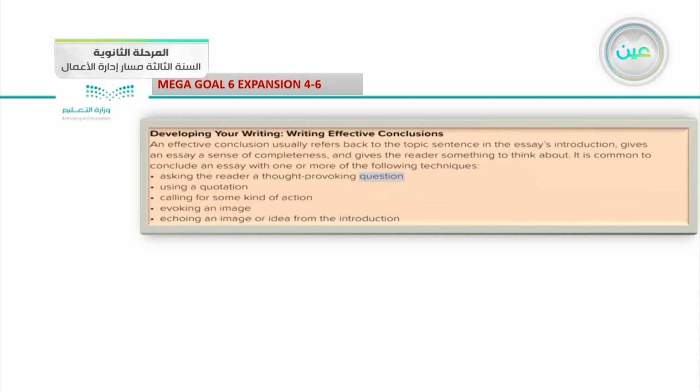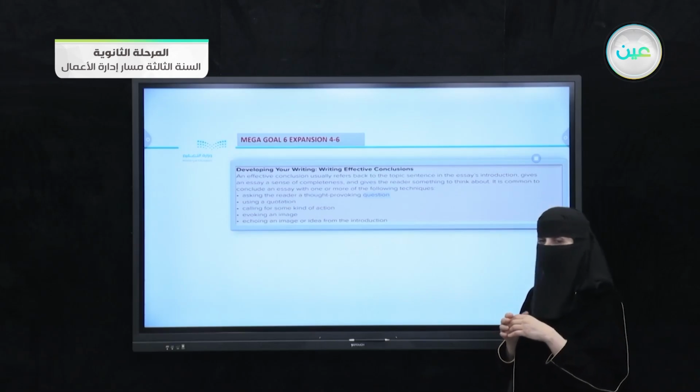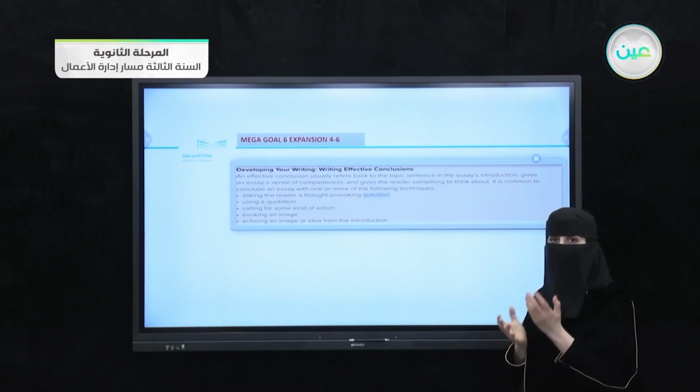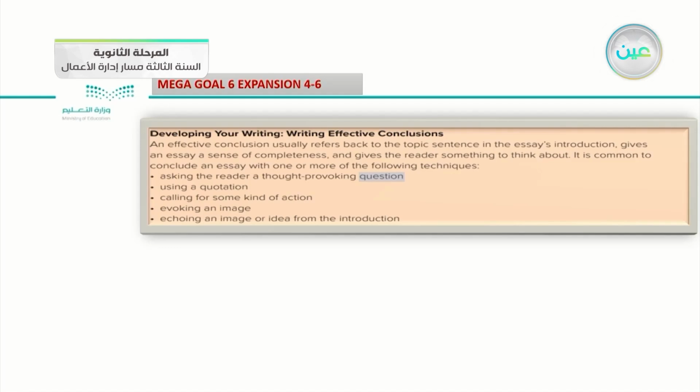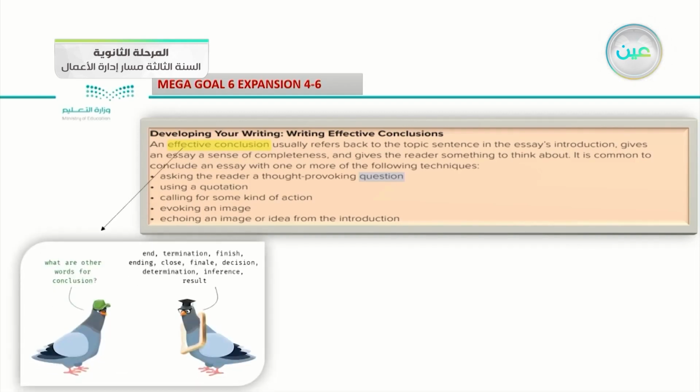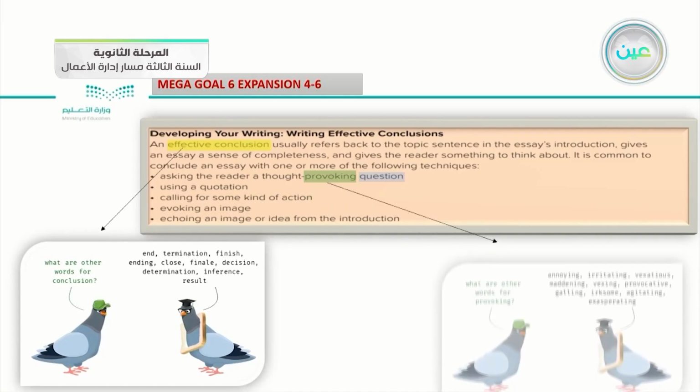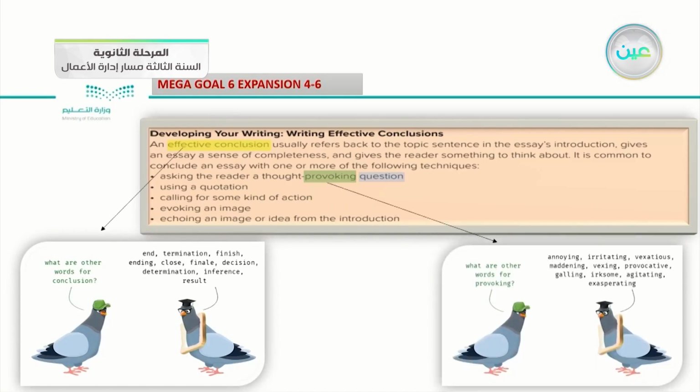It is common to conclude an essay with one or more of the following techniques. What are these techniques? We should apply them in our effective conclusion. They help you make an effective conclusion, easy and clear for your reader. Number 1, asking the reader a thought-provoking question. What do they mean by provoking a question? Provoking means annoying, irritating, vexatious, maddening, vexing, and so on. There are a lot of synonyms for provoking.